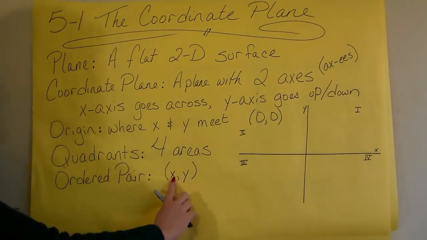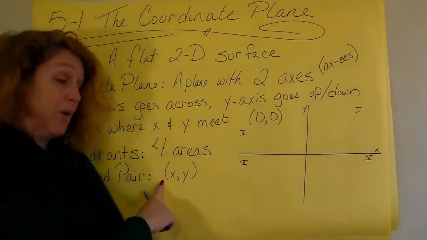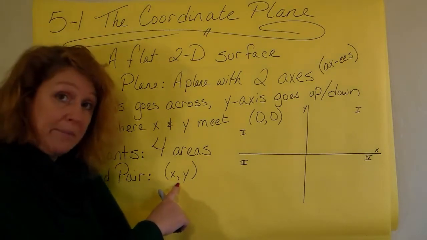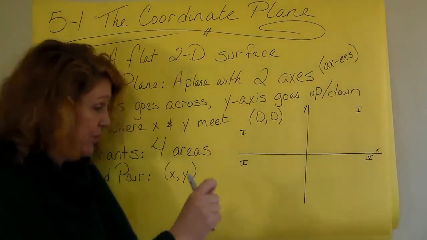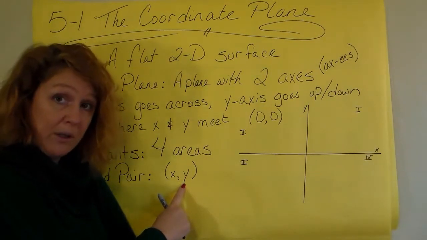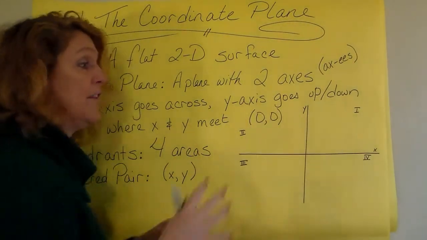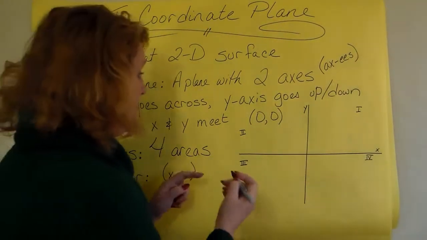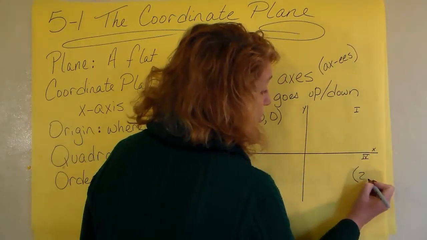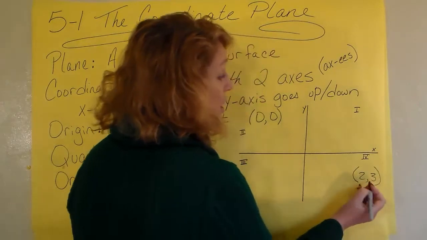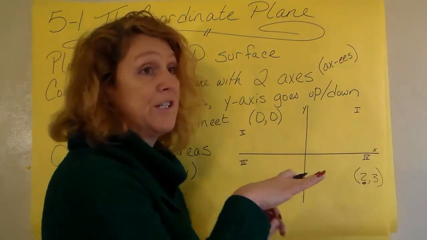And when you do have an x and a y, this is called an ordered pair. It's in parentheses. It's separated by a comma. And our x number always, always, always comes first, and then our y number. When you place an ordered pair on the coordinate plane, for example, let's say we wanted to graph the point 2, 3. We always do x first, and x is the horizontal axis.